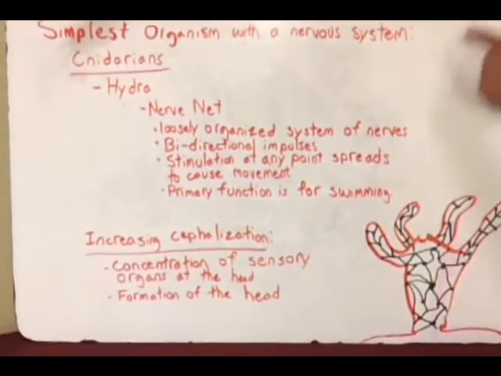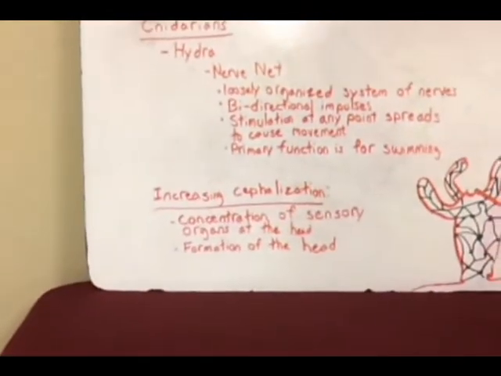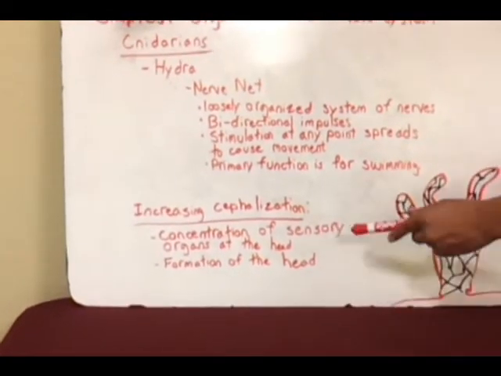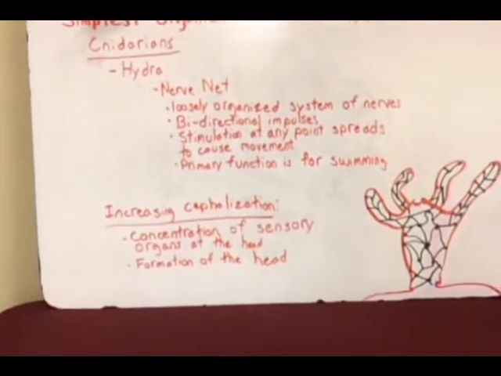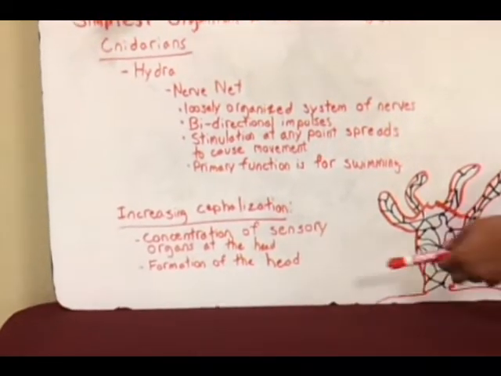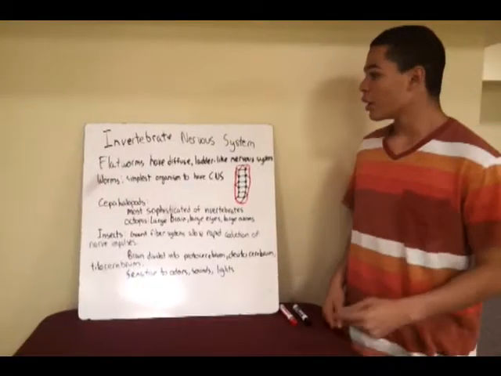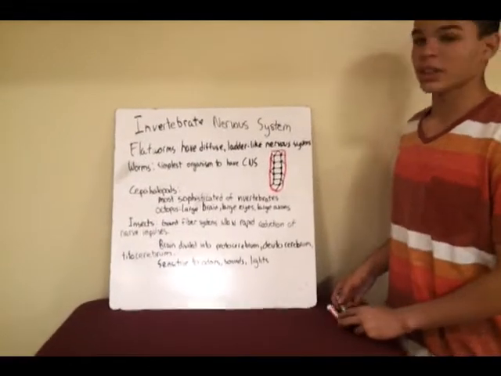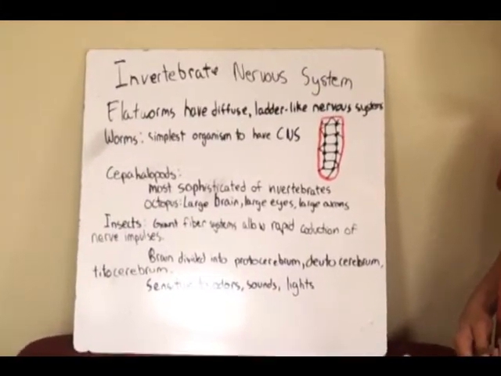An example of evolutionary history for the nervous system could be cephalization, which is basically the concentration of sensory organs at the head, the formation of the head. As time went on, more complex organisms began to develop these heads, all these sensory organs. Alright, so for invertebrates, the nervous system is a little bit different than vertebrates.